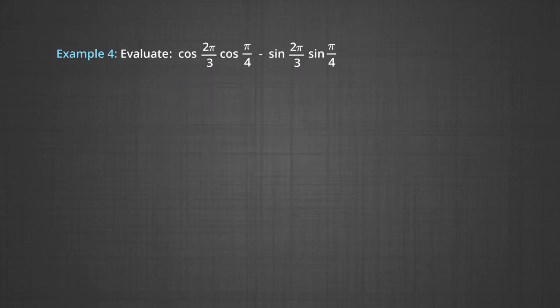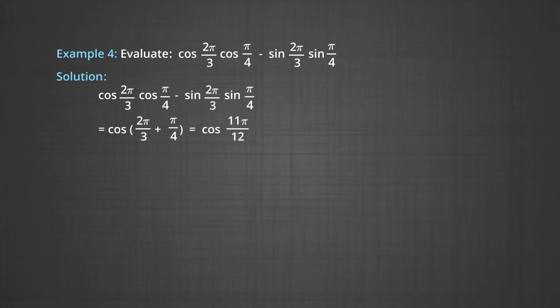In example 4, we will evaluate cos 2 pi by 3 into cos pi by 4 minus sin 2 pi by 3 into sin pi by 4. Now, cos 2 pi by 3 into cos pi by 4 minus sin 2 pi by 3 into sin pi by 4 can be written as cos of 2 pi by 3 plus pi by 4, which is equal to cos of 11 pi by 12. On converting 11 pi by 12 into degrees, this comes out to be cos of 165 degrees, which is equal to minus cos of 15 degrees.